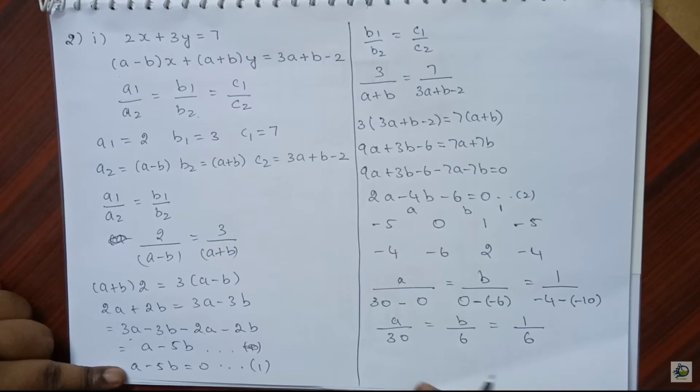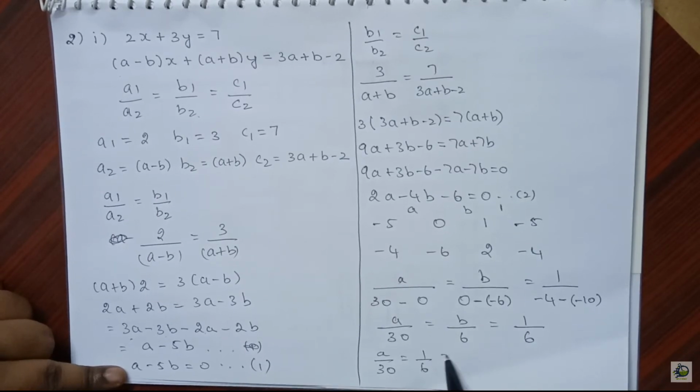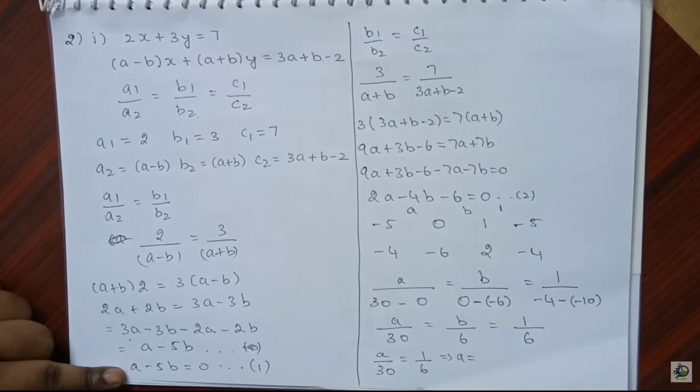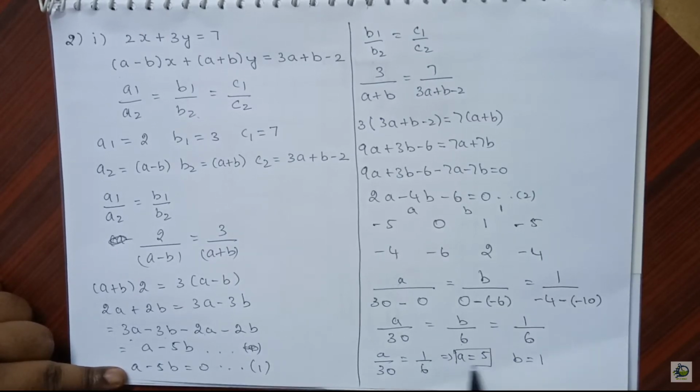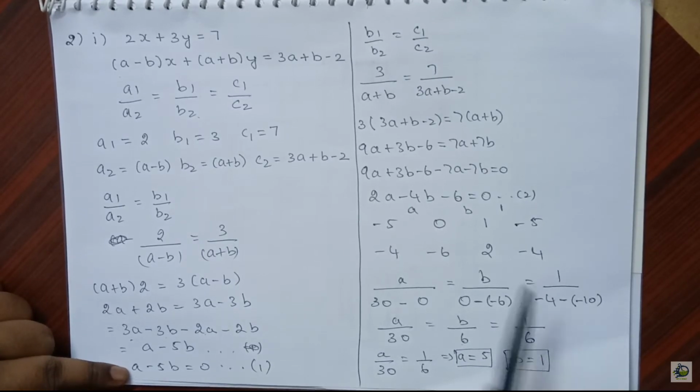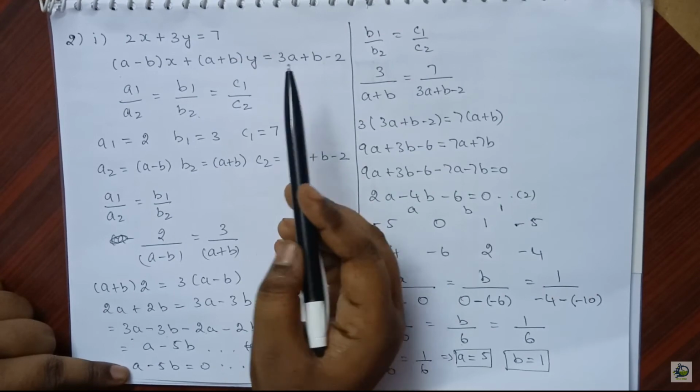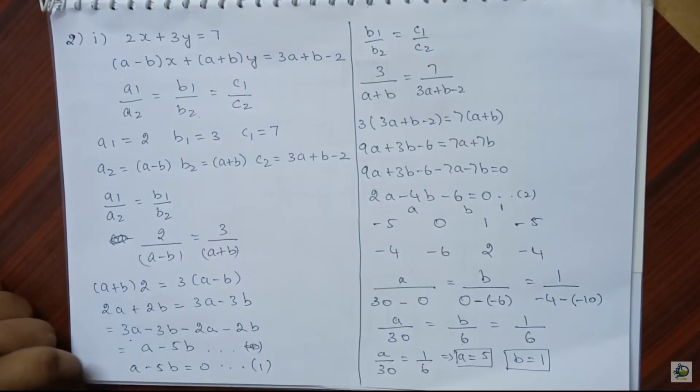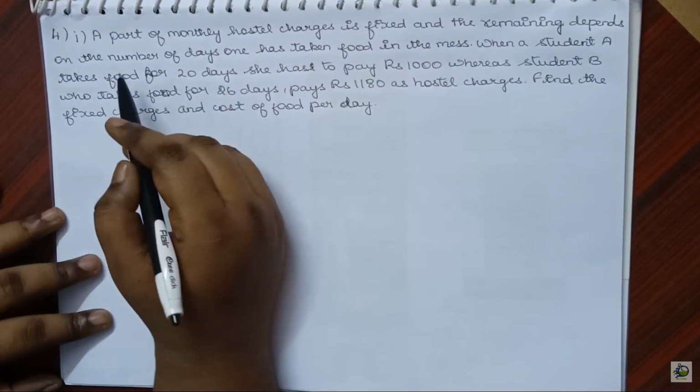To get the value of a, a by 30 is equal to 1 by 6. When we cross multiply, we get a is equal to 5. Similarly, when we equate these two terms, we get b is equal to 1. So a is equal to 5 and b is equal to 1 are the solutions, so that both equations have infinitely many solutions. Let's move on to the next question.